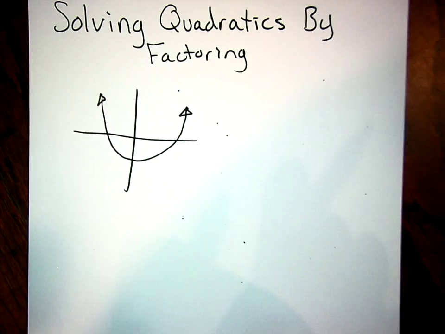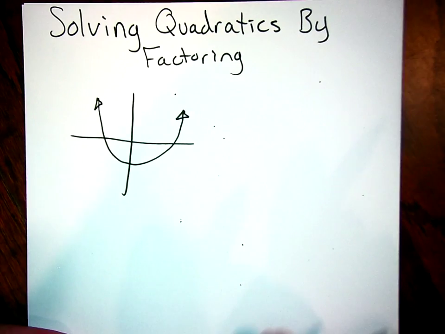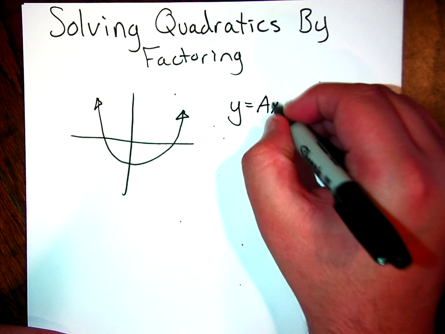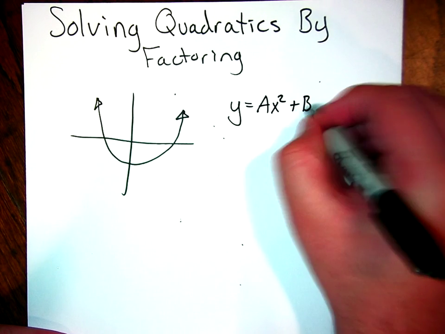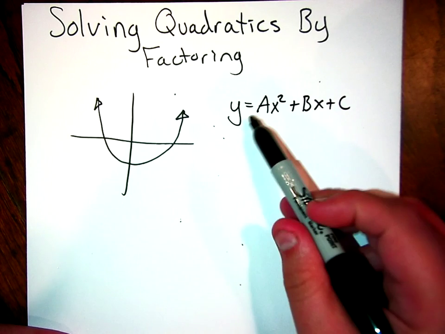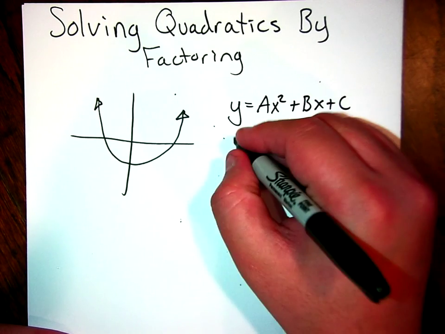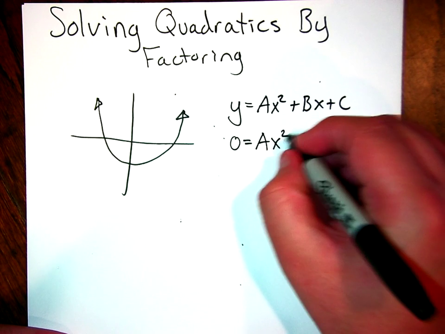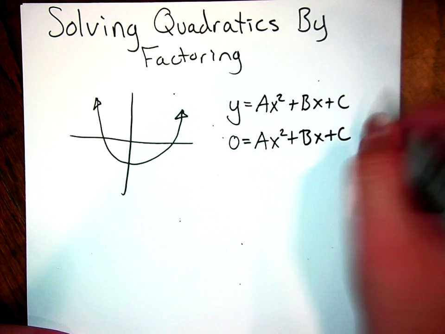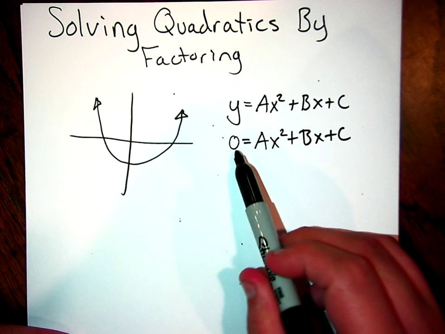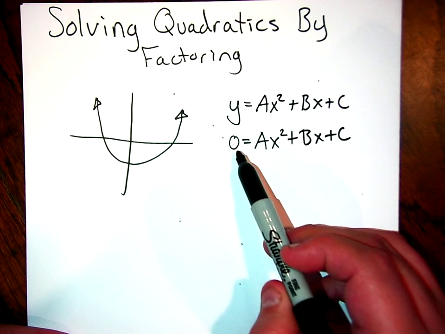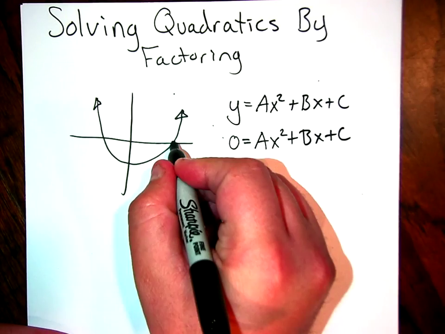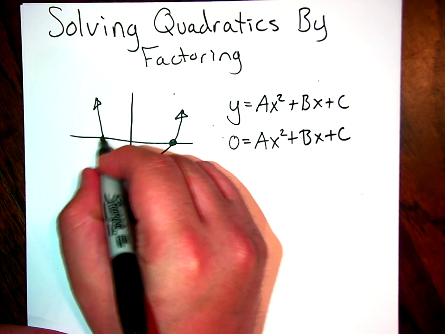And when we solve quadratics, where we have y equals ax squared plus bx plus c, we typically set them equal to 0. So we're going to end up with 0 equals ax squared plus bx plus c. And what that's asking is, where is my y value 0 for this quadratic? And what you'll notice is that's actually going to be where the graph touches the x-axis.